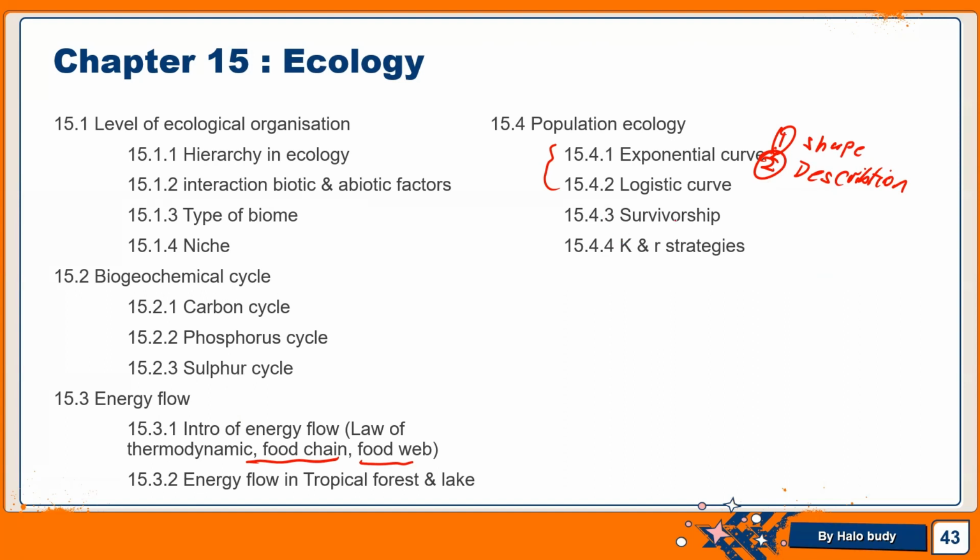Okay, the third topic is survivorship. There is also one type of graph. Also, you have to know the meaning of the graph. What does the graph tell us? Okay, then the last one is K and R strategies. What is the meaning? And what are the example species? And which of the example species belong to K strategies, or which belong to R strategies?